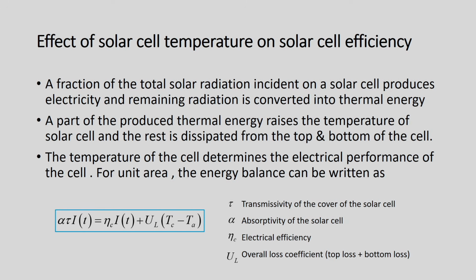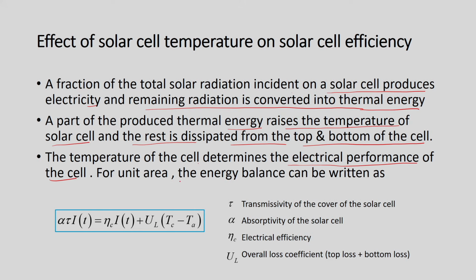Now let us learn the effect of solar cell temperature on solar cell efficiency, which is very important. A fraction of the total solar radiation incident on a solar cell produces electricity, and the remaining radiation is converted into thermal energy, okay. A part of the produced thermal energy raises the temperature of the solar cell, and the rest is dissipated from the top and bottom of the cell, right. The temperature of the cell determines the electrical performance of the cell, okay.